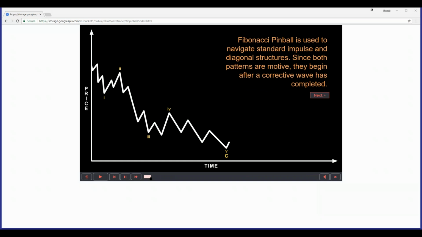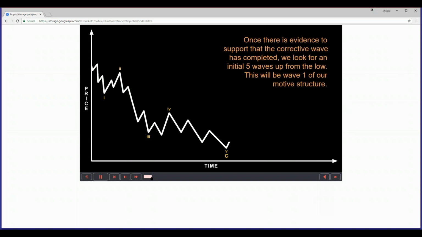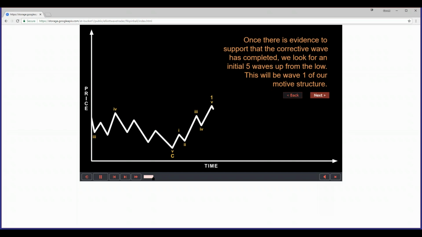All right, so I recently put together this educational module on our site that is kind of interactive and goes through Fibonacci pinball, hopefully explaining it fairly well. Once we have an idea that a corrective pullback has completed, we have a nice ABC down that's counter trend, and we believe that a bottom is in place.